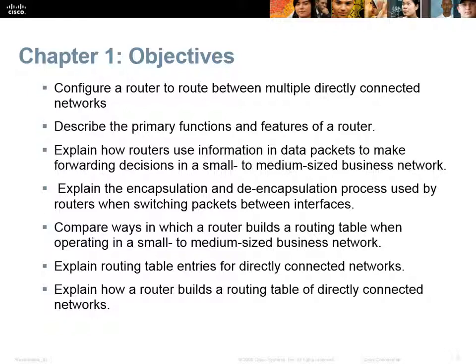We're going to configure a router to route between multiple or singular networks. We're going to describe its functionality and features. We're going to explain how they use that information to determine how they're going to forward the packets, what encapsulation versus de-encapsulation is. We're going to talk about the different ways a router builds a routing table. Think of a routing table as a phone book. Okay, as long as you keep that concept going, you'll be all right. We'll cover what a routing entry is for directly connected networks, how you see it and how it works.